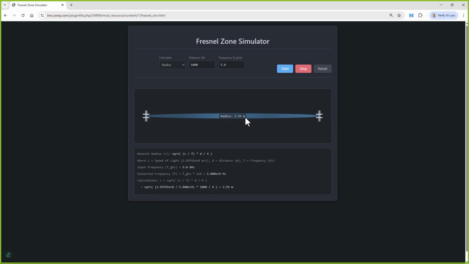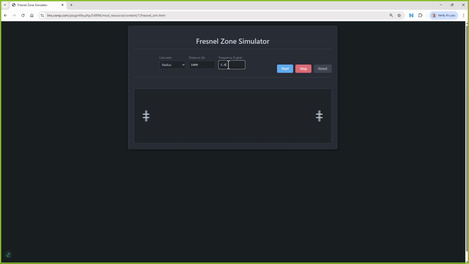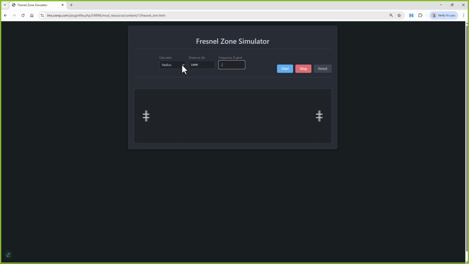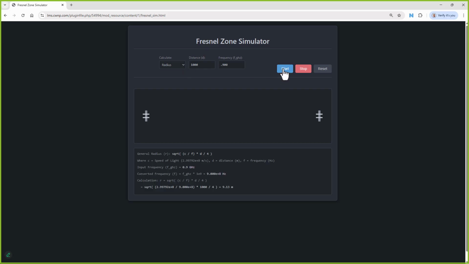And so if we fire this off at 5.8, you can see that it's got a 3.59 meter radius for a 1,000 meter length. But if this was 2.4 instead, then it's going to be wider. It's now 5.59. If this is 900 megahertz, then it's going to be 9.13. So obviously, the lower the frequency, the wider the Fresnel zone, and so forth. So it gives you all the math that's behind it in case you care, and so on.